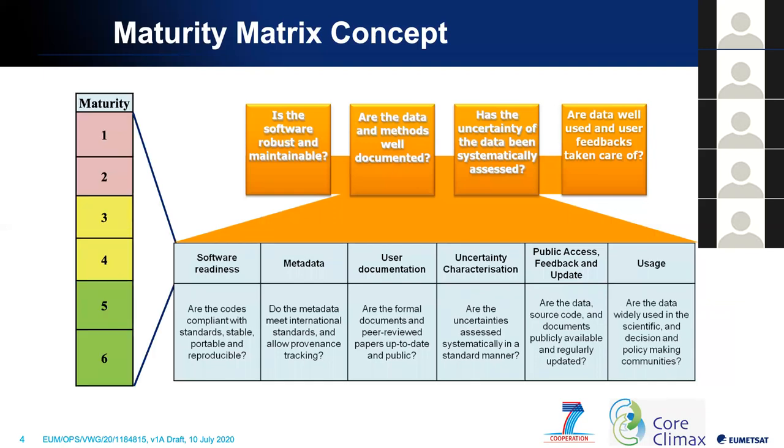So in general, this is just four different questions that we basically asked. One is about the software, the engineering piece: is this robust and maintainable? Are all data and methods well documented? This is the documentation bit. Uncertainty characterization: has this been done? And are the data well used and user feedbacks taken care of? That spans off into six different categories, where we put about six different maturity levels to each of those. We have no time to go into details, so I'll show you the result on the next slide.